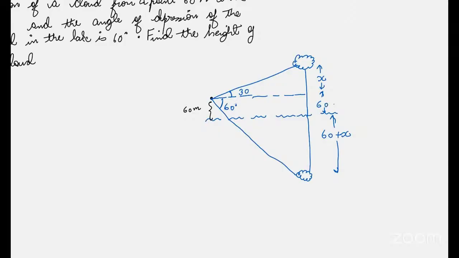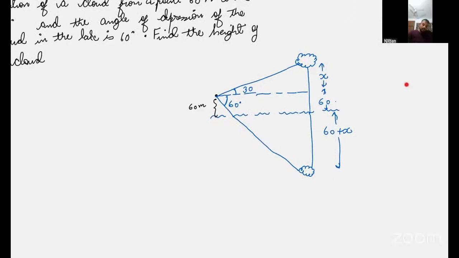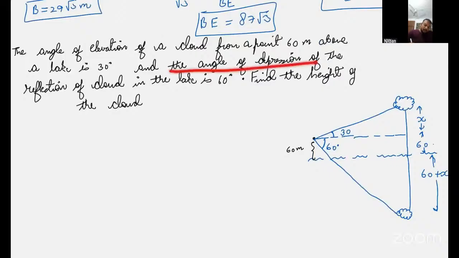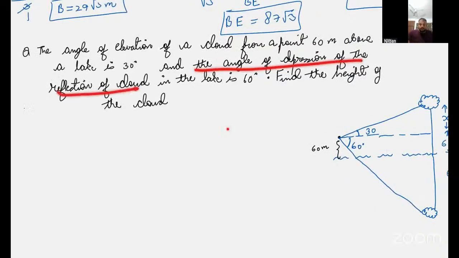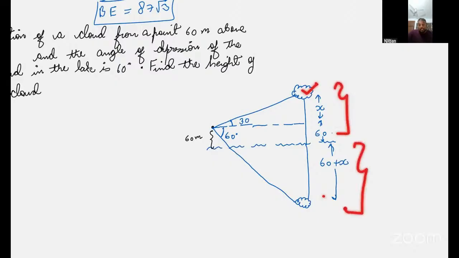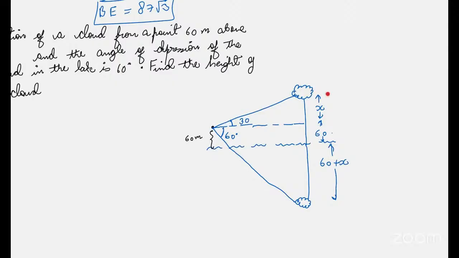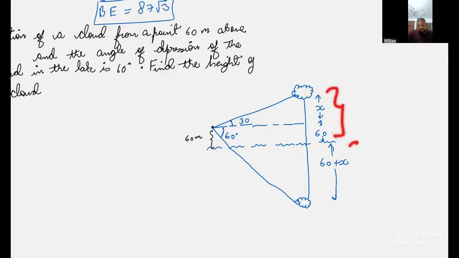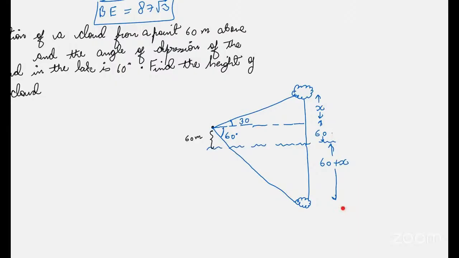Sir, I didn't understand. Why did you take one triangle down? Because what is the question saying? The angle of depression of the reflection of a cloud. So, for example, this is the cloud and this is the reflection inside the lake. And we know that in reflection, the distance between the object and the mirror and the image, they both are equal. So if this is 60 plus x, then this will be 60 plus x again. Did you understand?